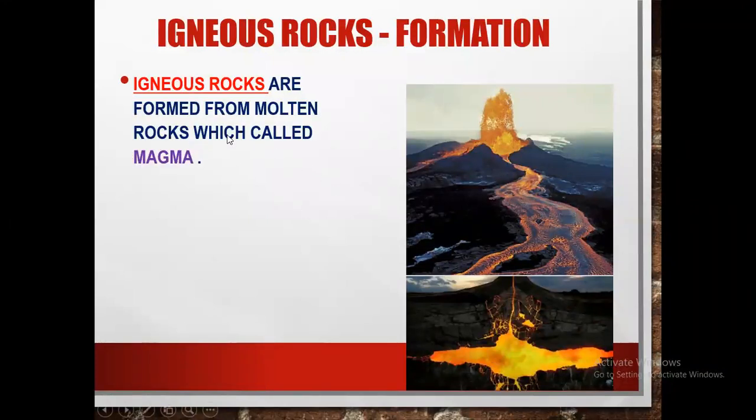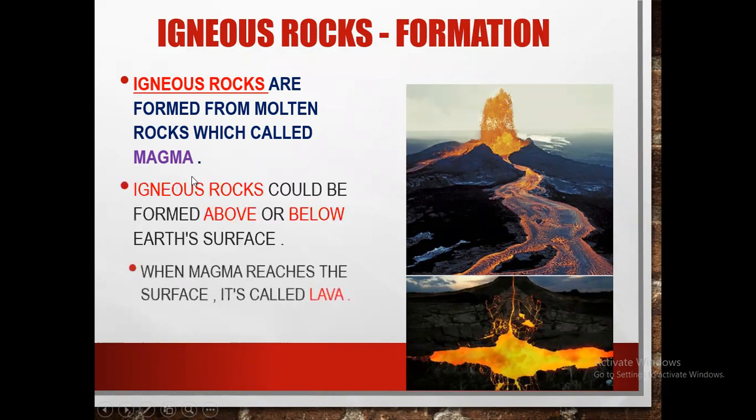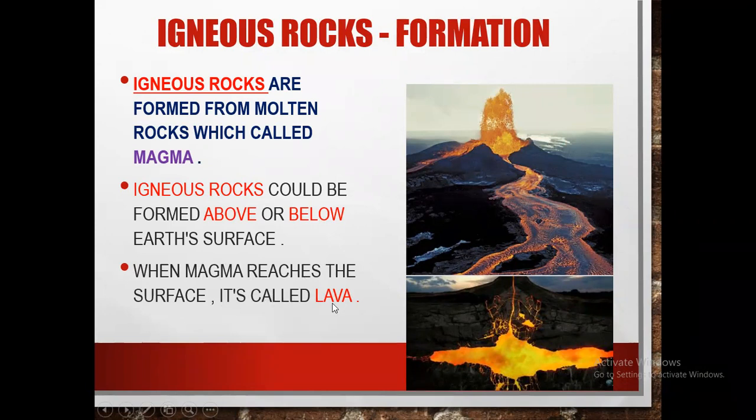So simply, igneous rocks are formed from molten rock, which is called magma. Magma is just molten rock, and when the magma reaches the surface, it's called lava. Igneous rocks can be formed above or below Earth's surface. If formed above Earth's surface, they are called extrusive igneous rocks, and if formed below Earth's surface, they are called intrusive igneous rocks.